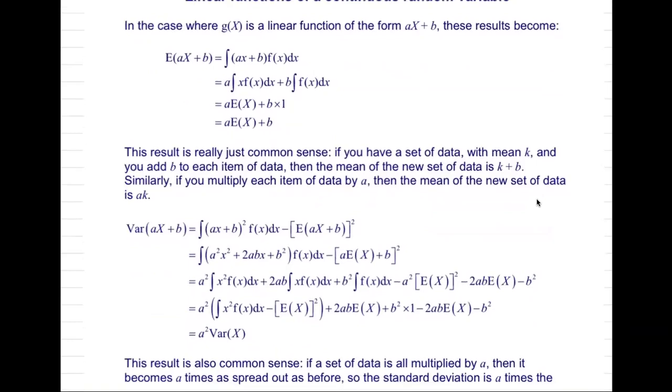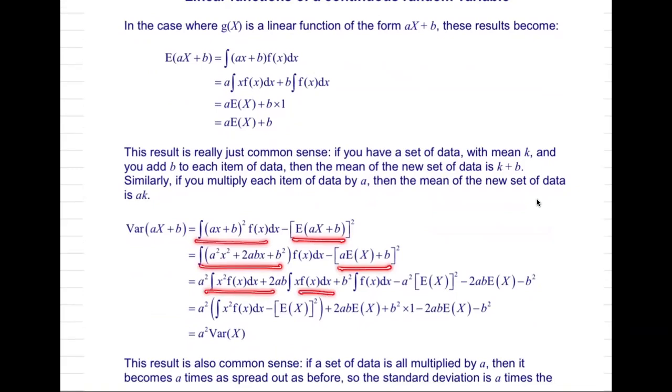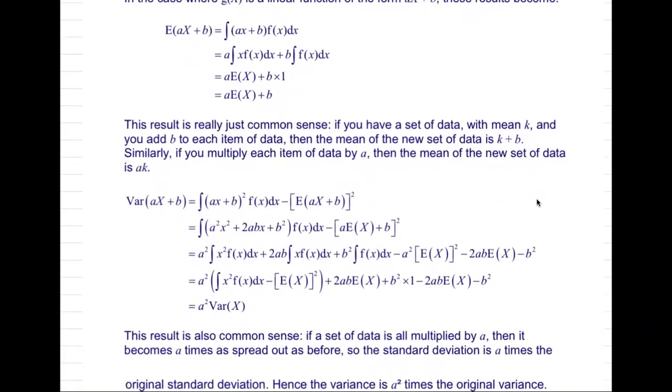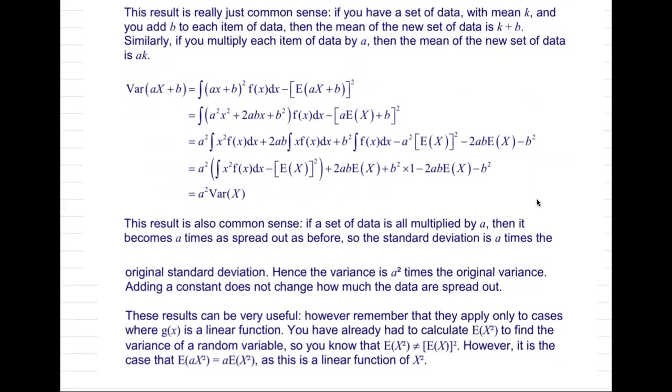Now come to the variance. You can look at the steps here, how I did it. Just follow this and please note it down. When you write it, it will be very clear to you, guys. This result is also common sense. If a set of data is all multiplied by a, then it becomes a times as spread out as before. So the standard deviation is a times the original standard deviation. Hence, the variance is a squared times the original variance.